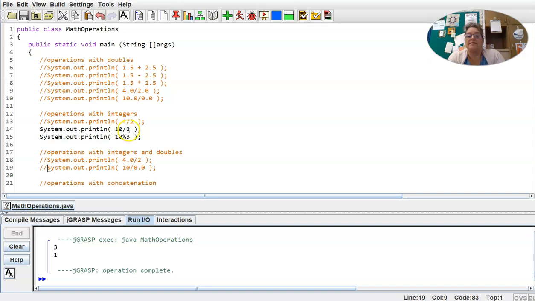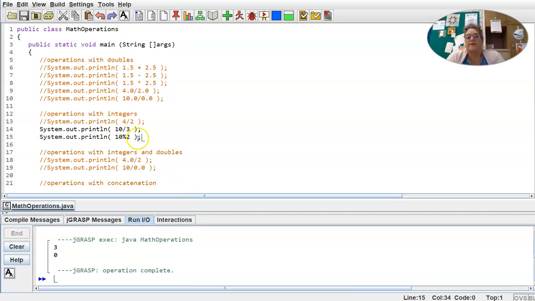Okay, so 10 divided by 3 as an integer is 3 because 3 will go into 10 evenly 3 times. But the modulus gives us the remainder. The remainder of that division is 1, right? So 3 times 3 is 9, plus 1 gives us that 10. And so that modulus operation we use very often when we're writing programs. And one of the most common ways that we use it is to check for even or odd numbers.